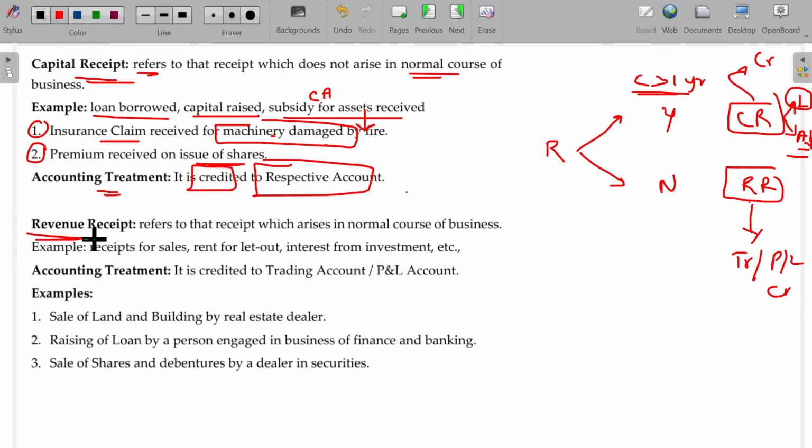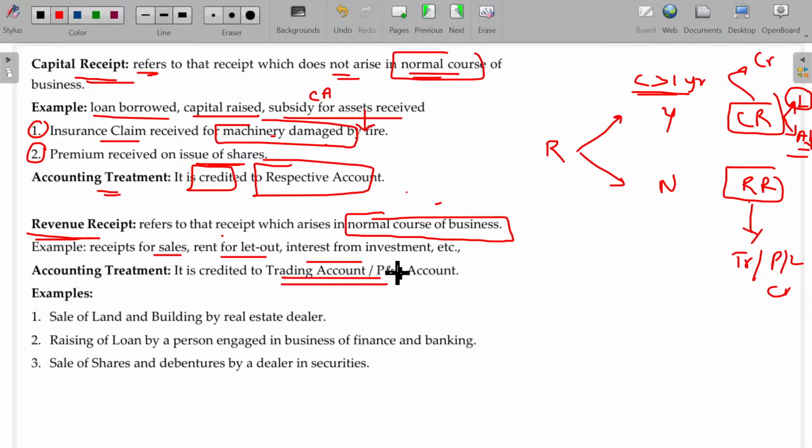In case of revenue receipts, it refers to the receipt which arises in the normal course of business. Here, not in the normal course of business. Here, normal course of business. Example: sales, rent for let out, interest from investment and all. All these things are usually credited to the trading or P&L account.